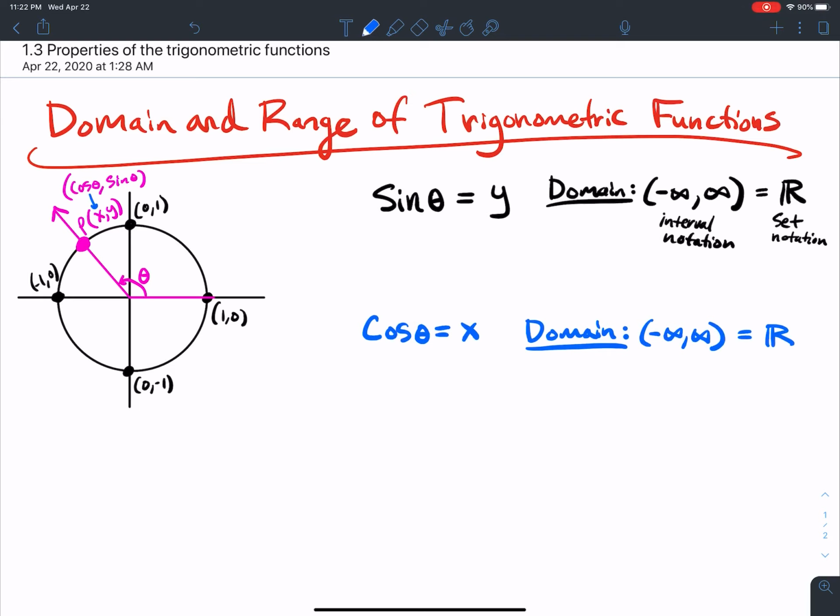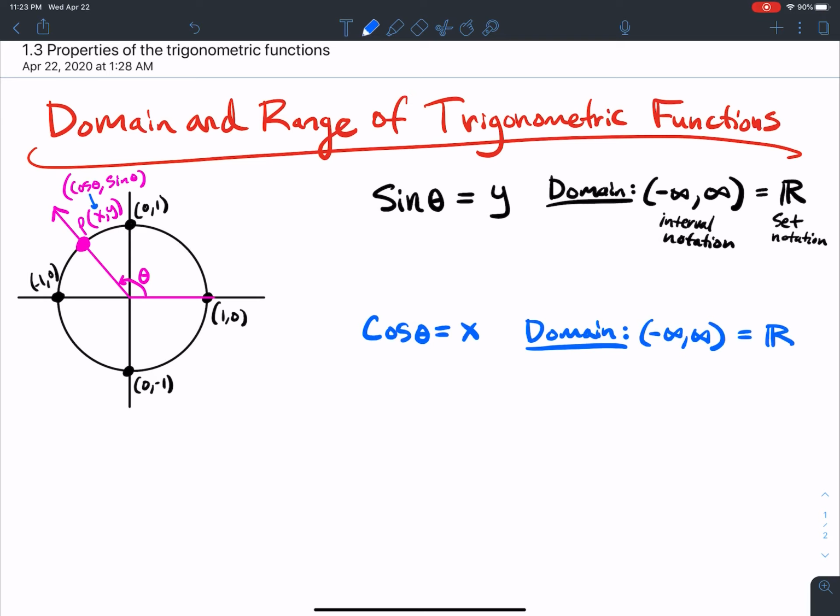No matter what angle I think of plugging in, my output is always going to be something real. So that's how I always think about how to find the domain. If I plug in a real number, do I get out a real number, or is it undefined or infinity or whatever? So that covers sine and cosine.